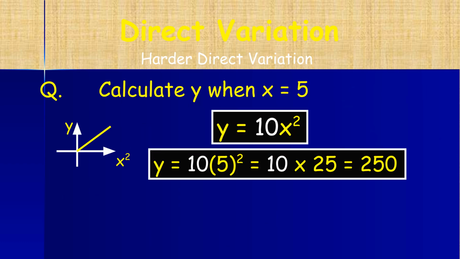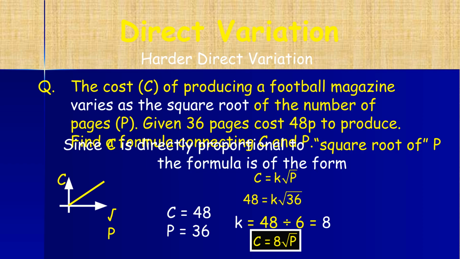Using the formula y equals 10x squared, let's calculate y when x equals 5. Substituting x equals 5, we get y equals 10 times 5 squared, which is 10 times 25, so y equals 250. Here's another harder direct variation example.